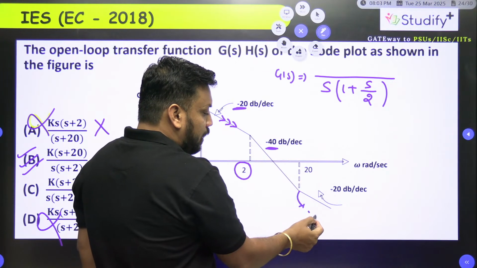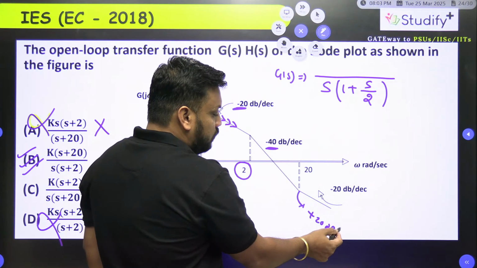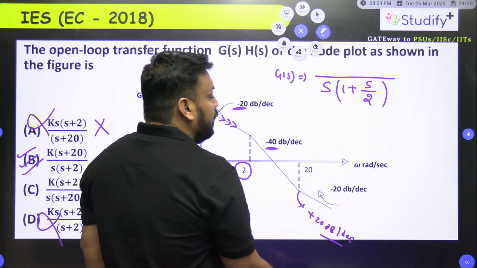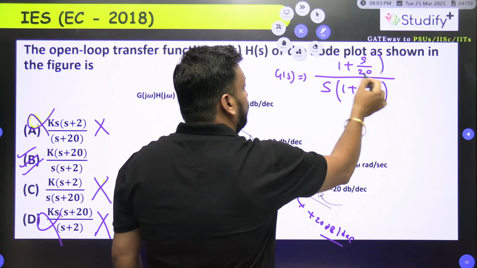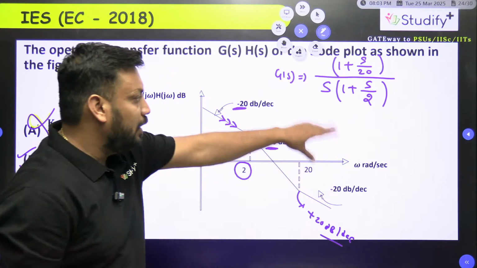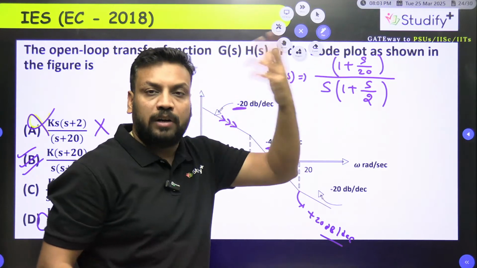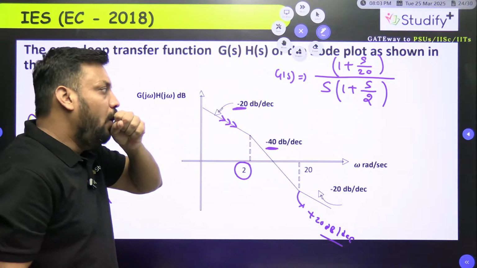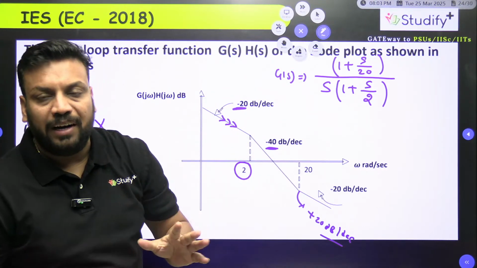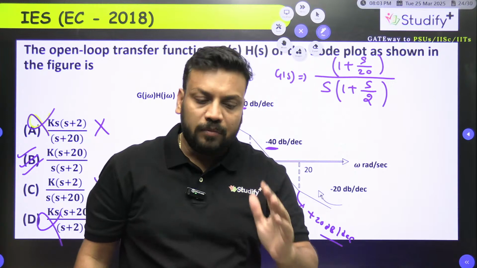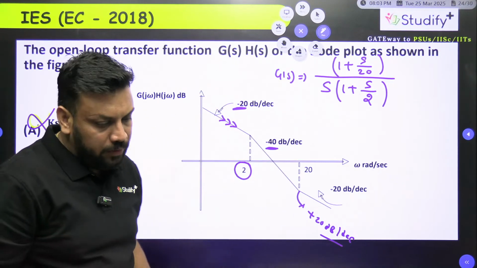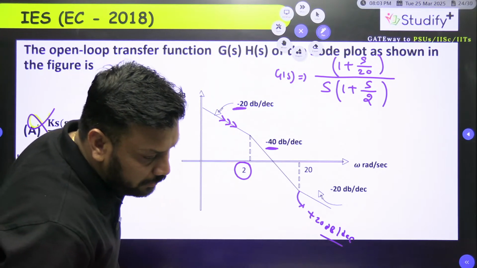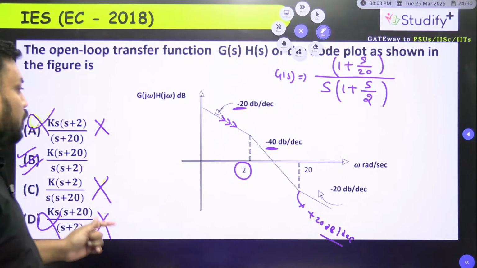Now last step, of course, here minus 40 slope will become minus 20. It means here how much slope contributed? Plus 20 dB per decade contributed. It means this term should come in the numerator. Of course, the K will be pending, and after LCM, this constant term also gets modified. No need to find this because options are like that. We can eliminate the 3 options. I hope this is crystal clear to everyone. Option B is correct here.